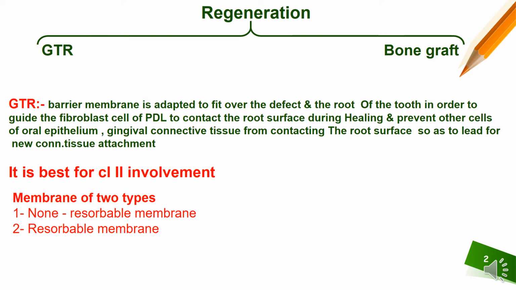Guided tissue regeneration, as discussed in the regeneration seminar a couple of days ago, uses a barrier membrane adapted to fit over the defect and the root of the tooth in order to guide the fibroblast cells of the periodontal ligament to contact the root surface during healing, and prevent other cells like gingival connective tissue and oral epithelial cells from contacting the root surface, so as to lead to new connective tissue attachment. It is best for class 2 involvement, and the membrane used is either non-resorbable or resorbable.